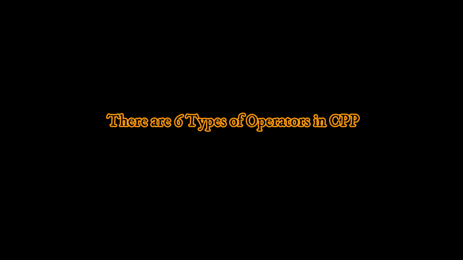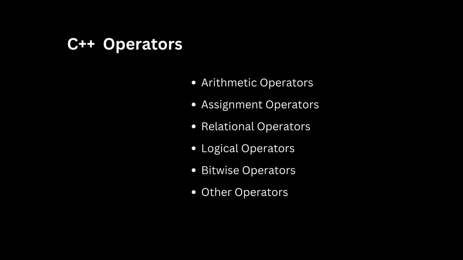Now, basically, there are six types of operators in C++. First one is the arithmetic operator, second one assignment operator, third relational operator, fourth logical operator, fifth bitwise operator, and the sixth one is some other operators which are used in C++. We will learn every operator in the next coming videos.